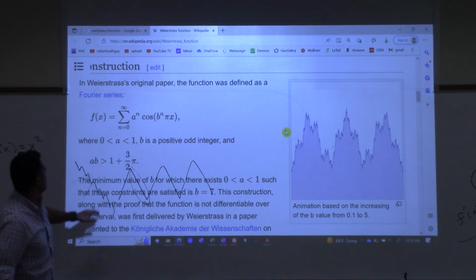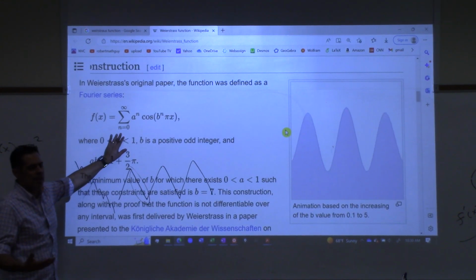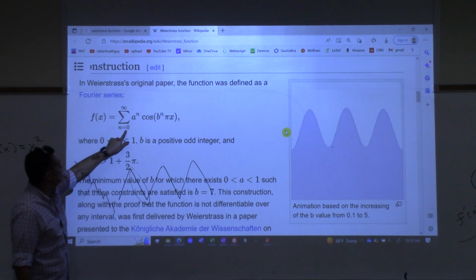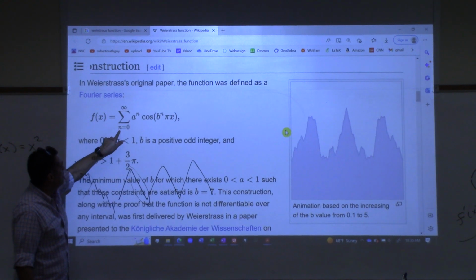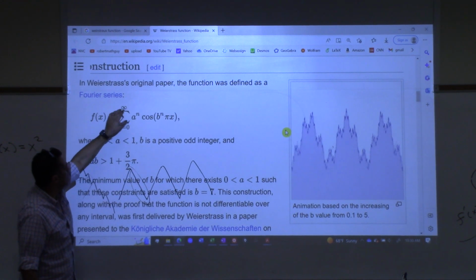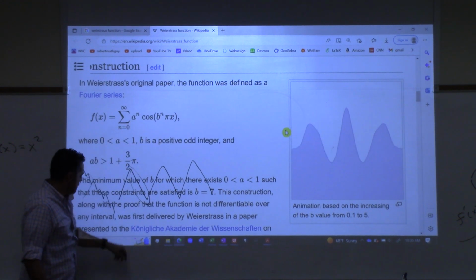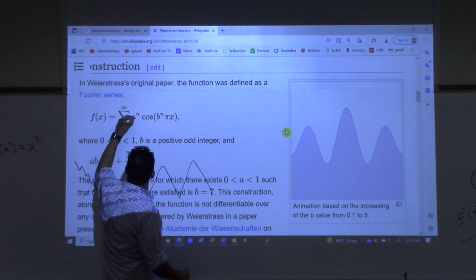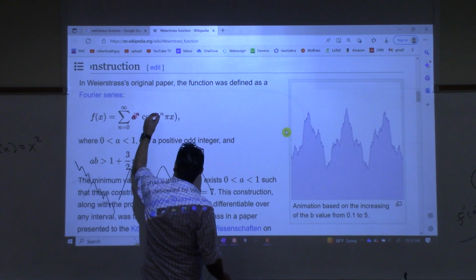So this is the function right here. If you're not familiar with this notation, then you're not going to know what it means. But this means you're going to take the sum from n equals 0 all the way to infinity of this expression.